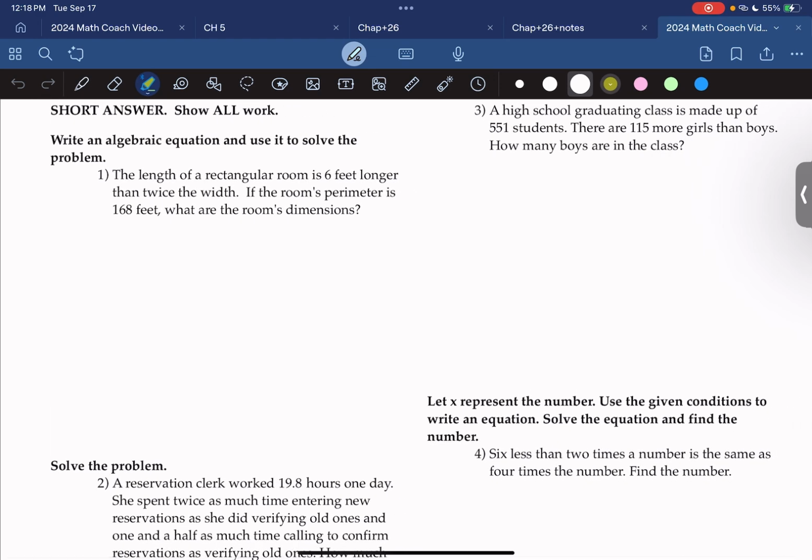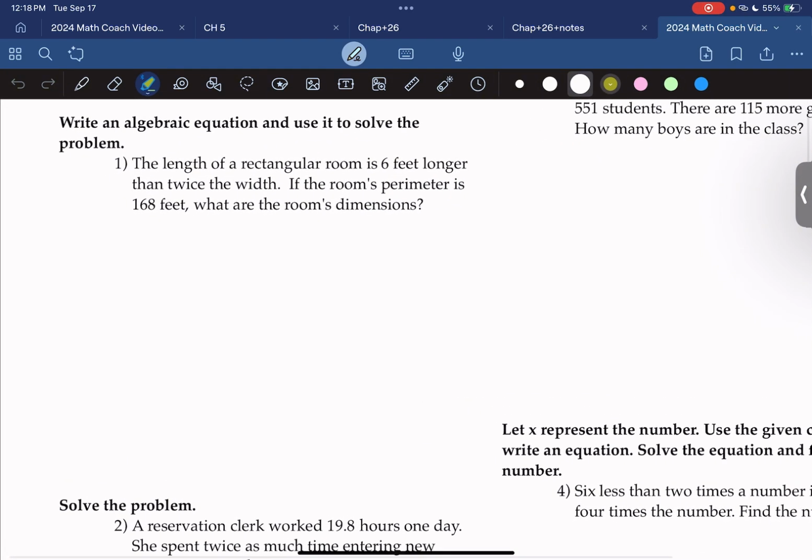Write an algebraic equation and use it to solve the problem. The length of a rectangular room is 6 feet longer than twice the width. If the room's perimeter is 168 feet, what are the room's dimensions?